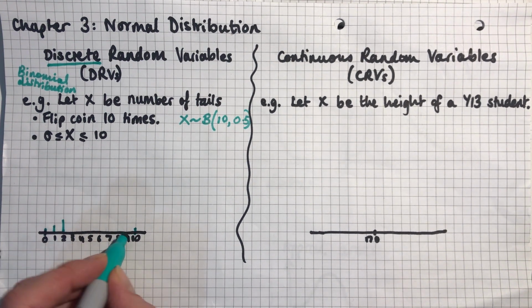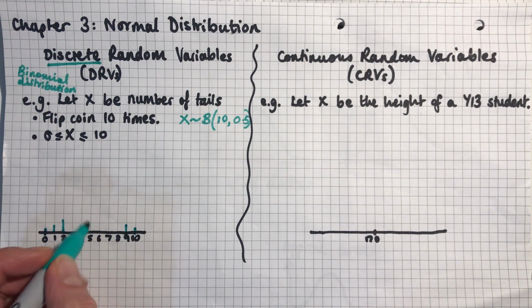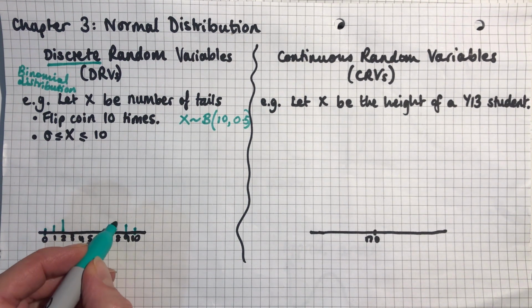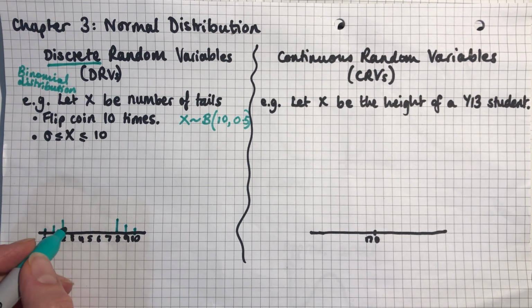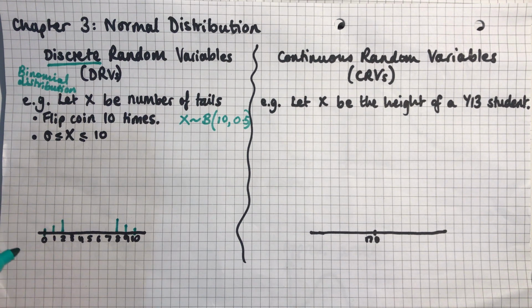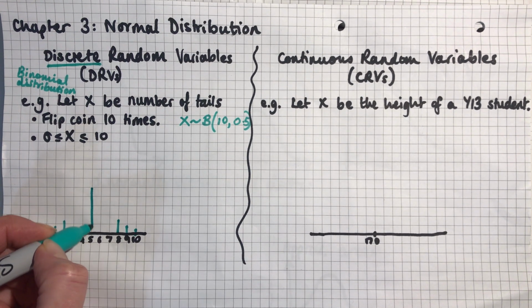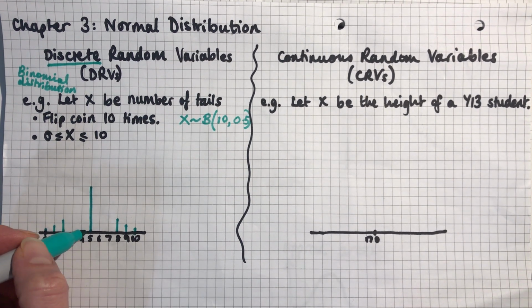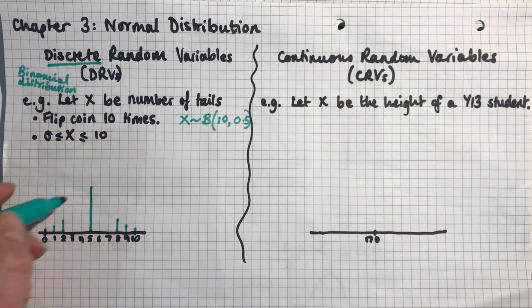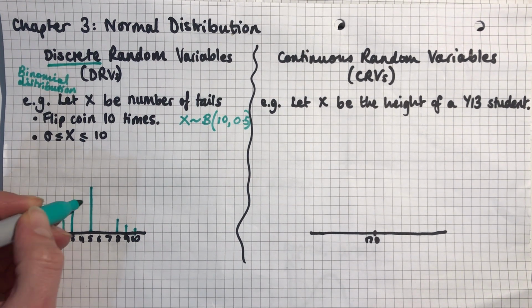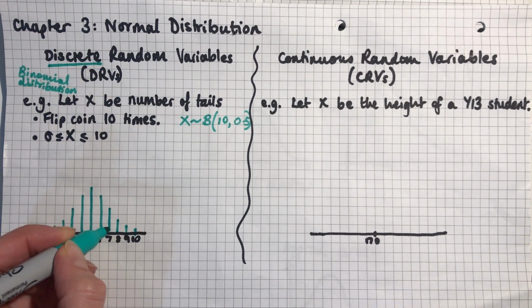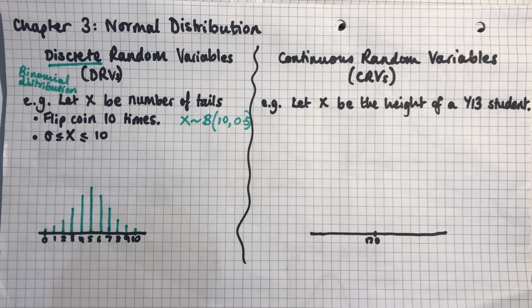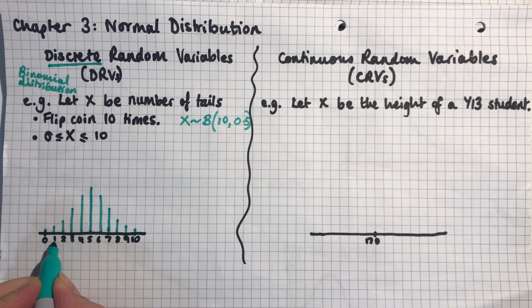So 10 tails, really slim. 9 tails out of 10, not quite so slim, but still very slim chance. 8 tails, very similar, same chance as getting 2 tails. Now, of course, the most likely occurrence is that we would get 5 tails, because we would expect really half of them to be heads and half to be tails generally. So our probability distribution and the chance of getting different values looks something like that. But this is a discrete variable. We couldn't get 1.5 tails, for instance, because that just wouldn't exist.